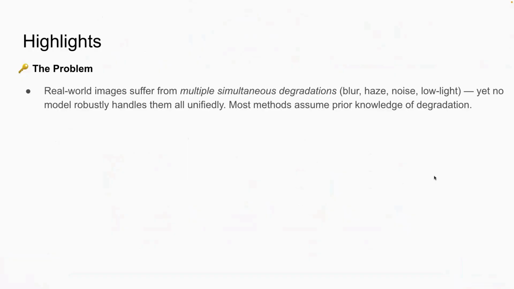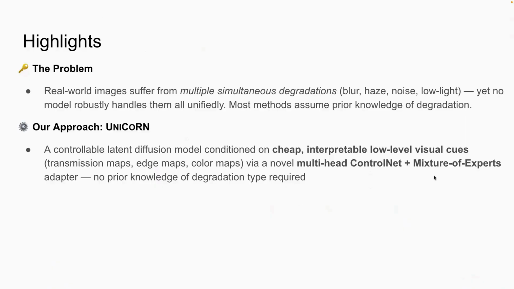we deal with. The problem that we have in hand is real-world image restoration, where real-world images typically suffer from multiple simultaneous degradations like blur, haze, noise, low light, and no existing model can robustly handle them in a unified manner. And most methods assume some prior knowledge of what degradation is present in that image. So in the light of this, we propose this approach called UniCoRN, which is a controllable latent diffusion model.